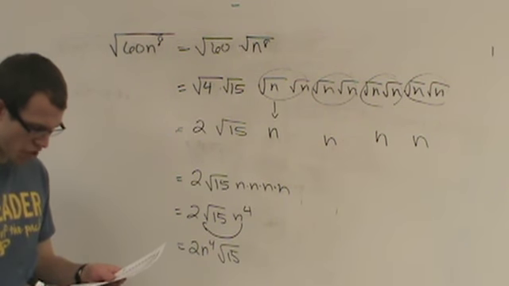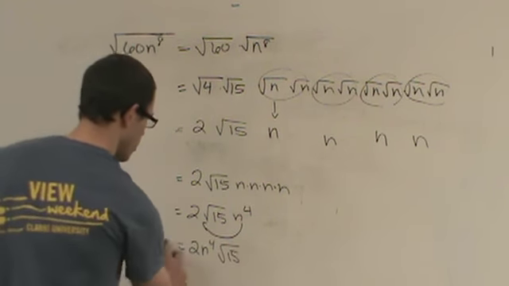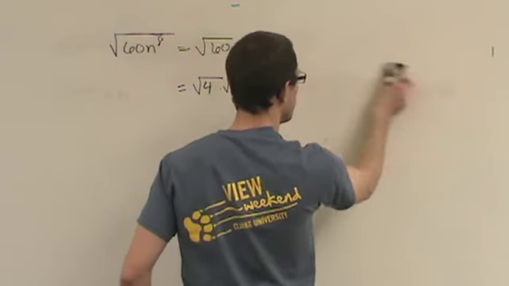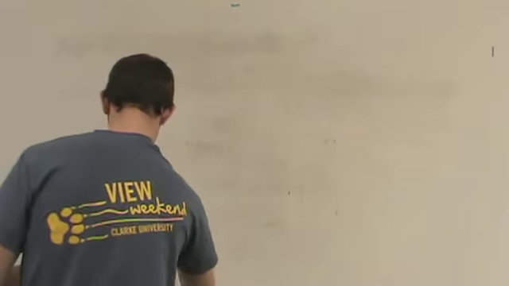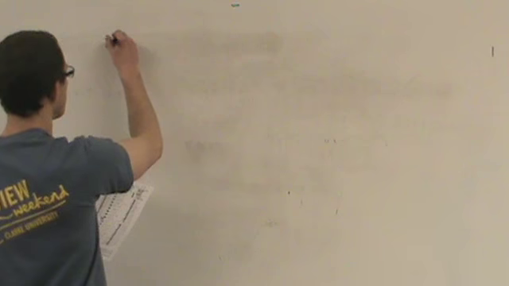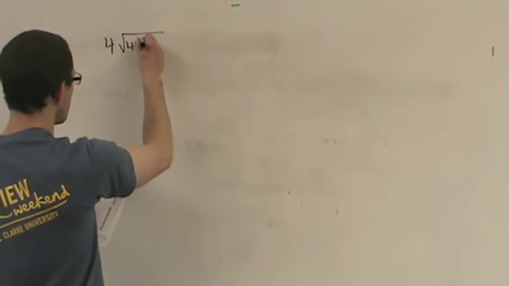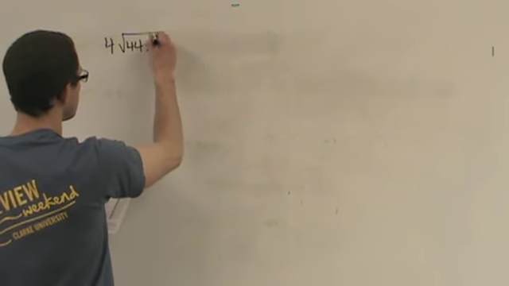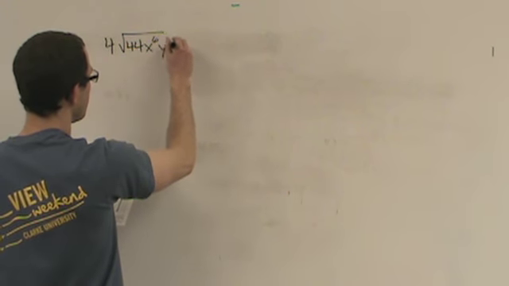All right, and how about we do one more example? We're going to go through this one quick. So 4 square root 44, x to the 6th, y to the 5th.